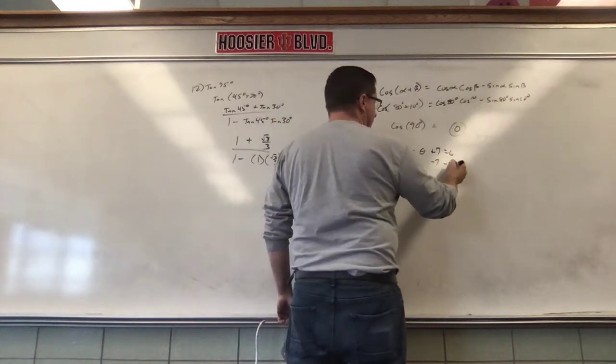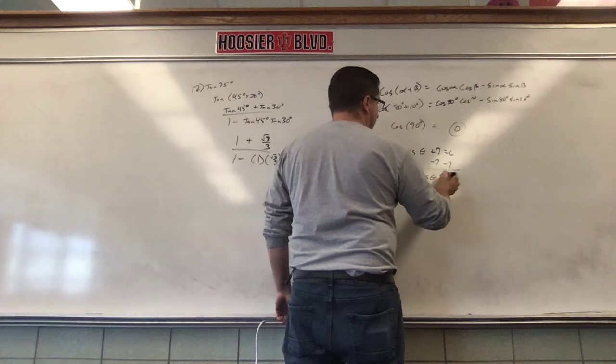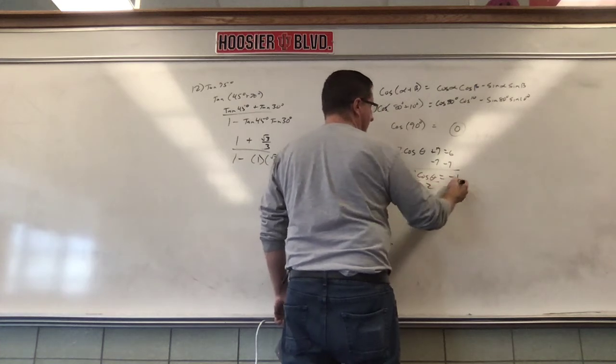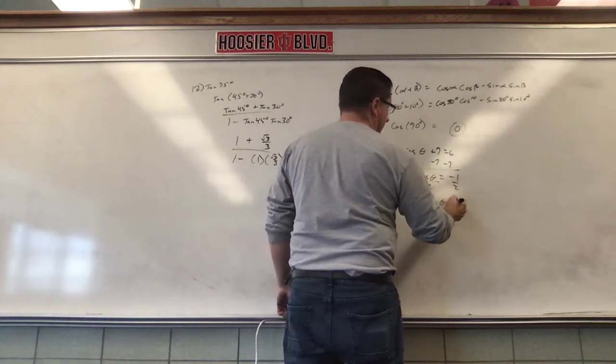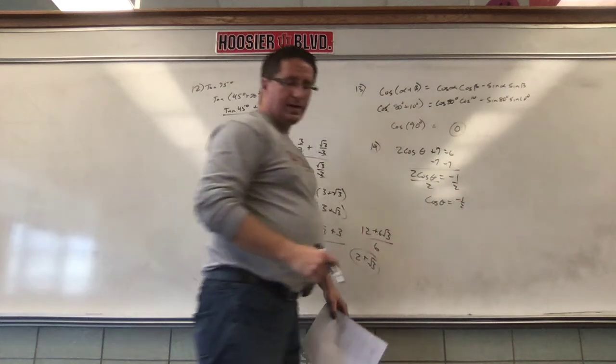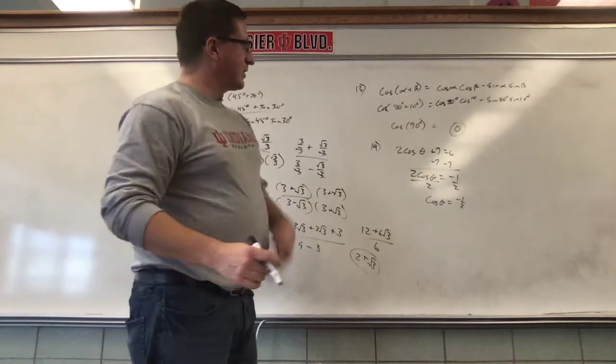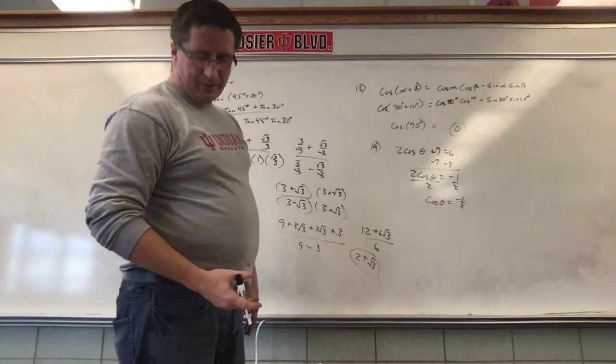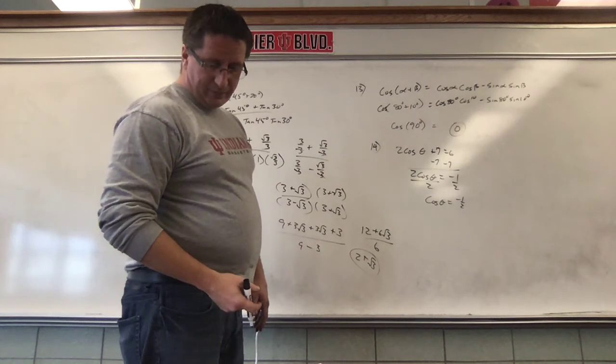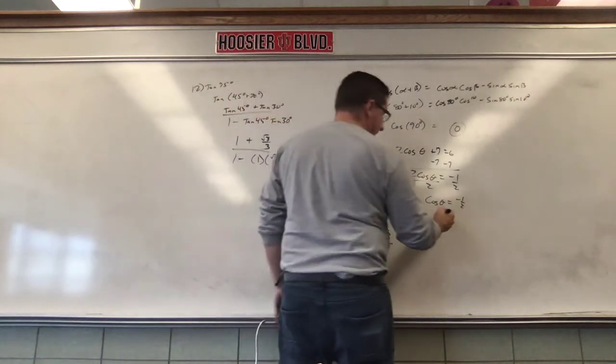So we minus 7, 2 cosine theta, 6 minus 7 is negative 1, divided by 2, divided by 2. Cosine theta is negative 1/2. And then we looked at a unit circle. Where's cosine negative 1/2? 2 spots, okay? At 2 pi over 3 and 4 pi over 3.